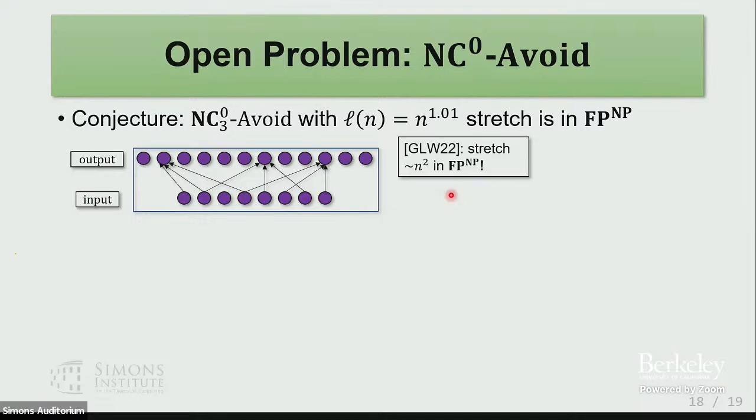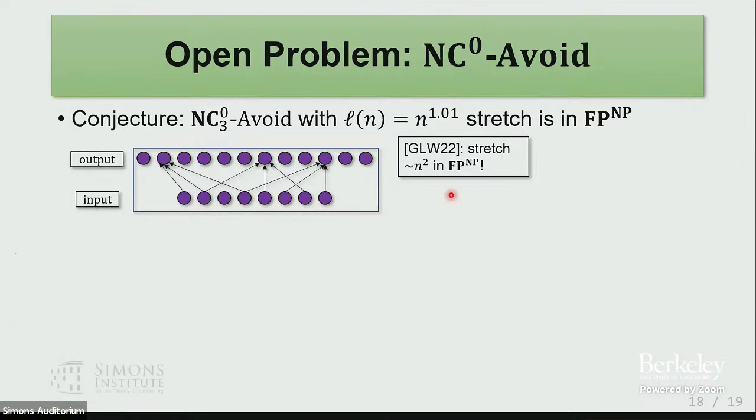Previously, a very interesting paper by Wang, Wang, Xinlu, and Sohan Wang showed that for NC0^3 circuits you can solve stretch n squared in FP to NP. They didn't use the algorithmic method; I believe they used some Fourier analysis maybe. Anyway, I was thinking that n to the 1.01 might be approachable, but now I don't know.